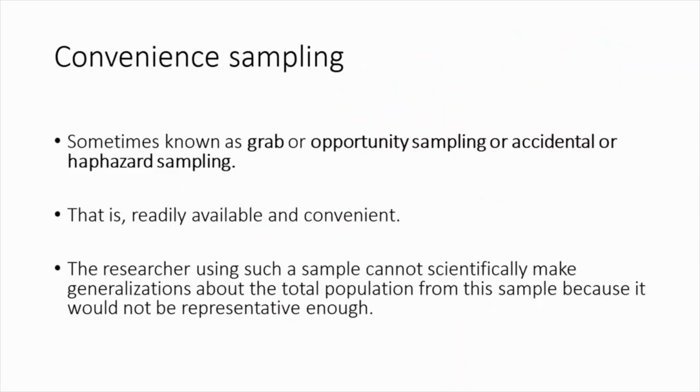Convenience sampling, also known as opportunity sampling, accidental sampling, hazard sampling. So you basically go for the set of elements in the population which are readily available or convenient. And by the way, this is not a good sampling technique. You cannot draw inference based on convenience sampling for the entire population, because your sampling is pretty biased.